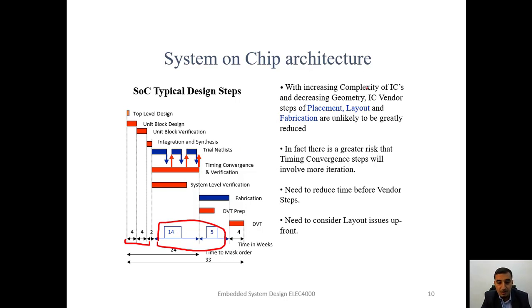With the increase in the complexity of ICs and the decrease in geometry, the steps of placement, layout, and fabrication are likely to be generally reduced. In fact, there is a great risk that timing convergence steps will involve more iterations. So we need to decrease the vendors' time and reduce the layout issues.